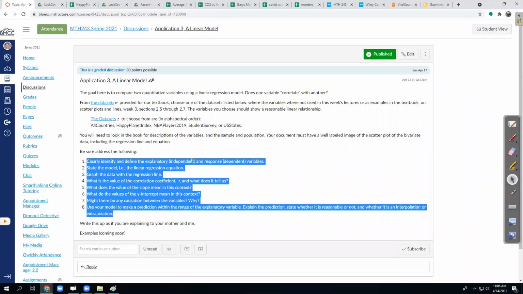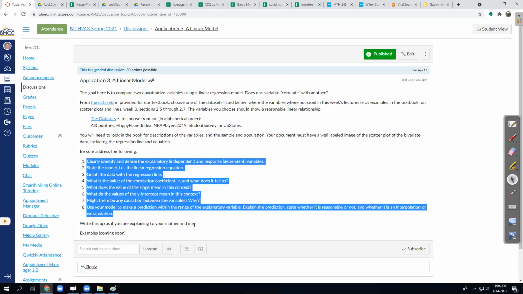You're going to have to write up some explanations of things like what does the slope mean? What does the correlation coefficient tell us? And you want to do that in language that your mother or I would understand. That's going to require a little bit of thought, maybe a couple of drafts of your sentences. Not a lot of writing here, just a few sentences that you need to write up.